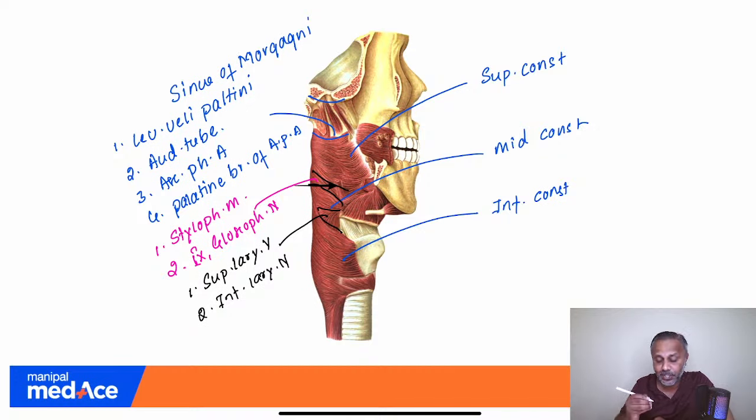Then the last structures pass beneath the inferior constrictor, that is cricopharyngeus. And what are these structures? Remember, these structures include the recurrent laryngeal nerve, and then we have the inferior laryngeal vessels. Okay, so this is how the structures are arranged and pass between different constrictors.